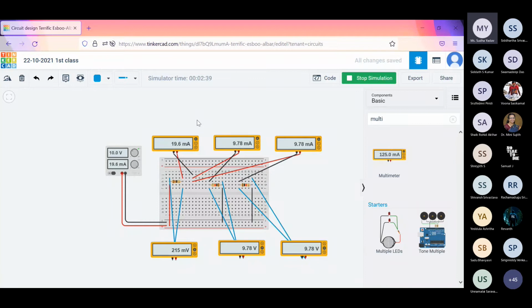Yeah, your connections are right. Please change the values of the resistors. Okay, here it is 10 volts. That is also fine. Please change your resistors. Okay. Last question, one second, one by one.